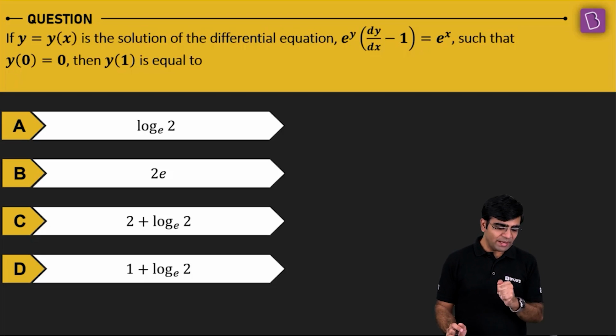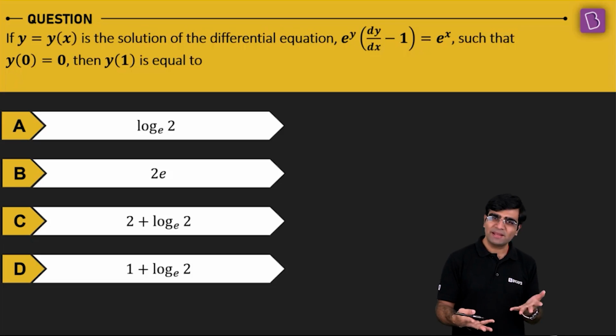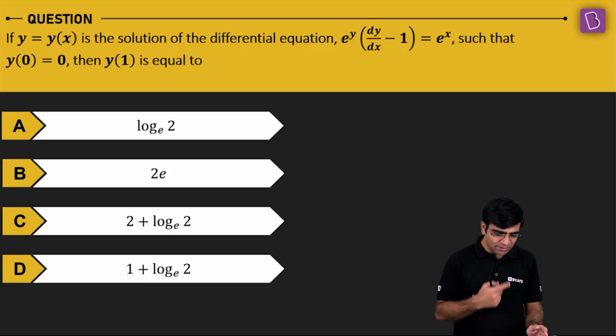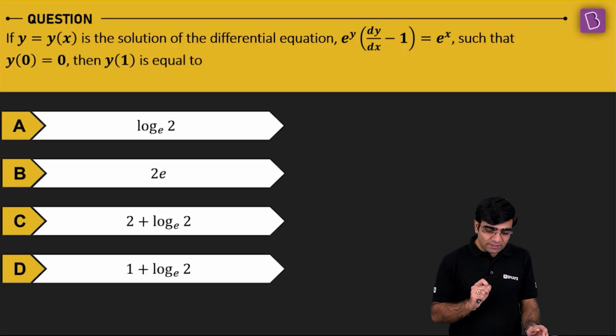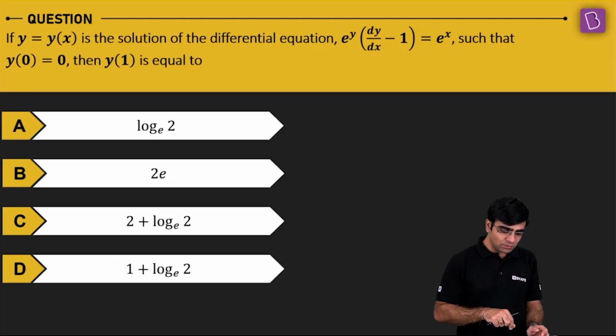So if y equal to y(x) is the solution, so instead of f(x), they have just named it y equal to y(x), right? Okay, so that's how they are putting it. It is the solution of the differential equation, so the statement for the differential equation is given to me, and you have to mark it such that y(0) equal to 0.